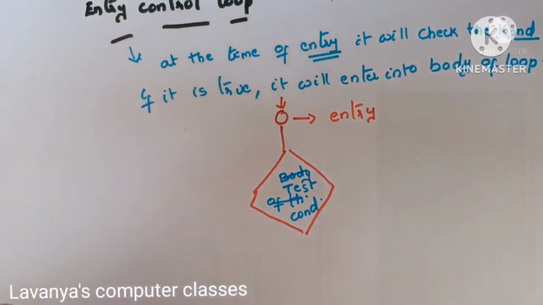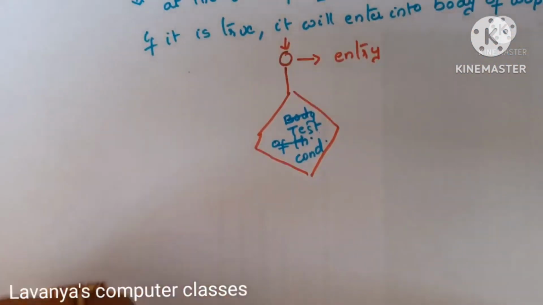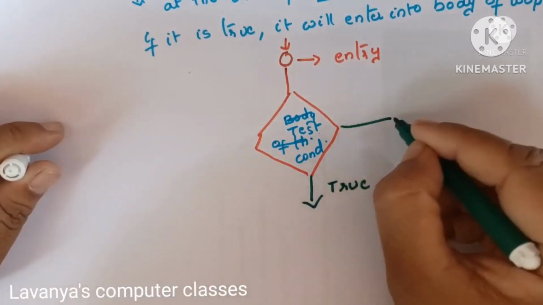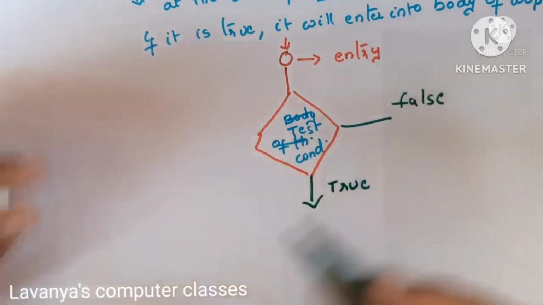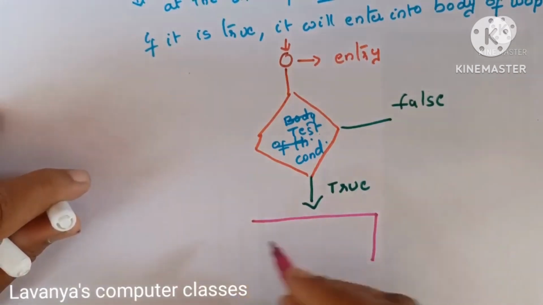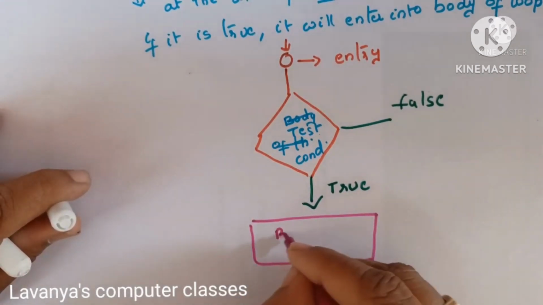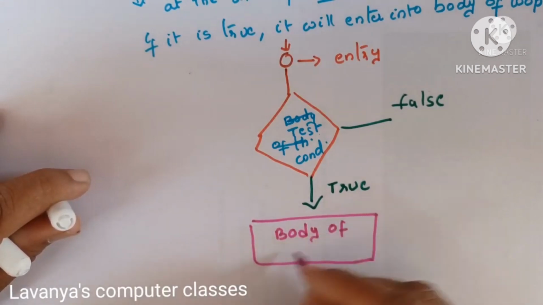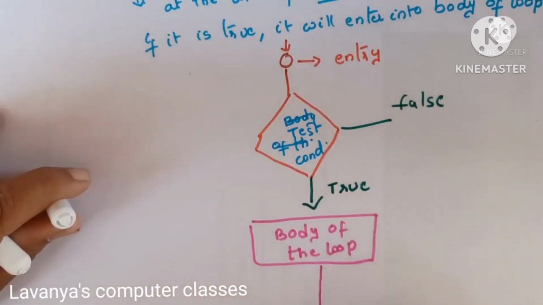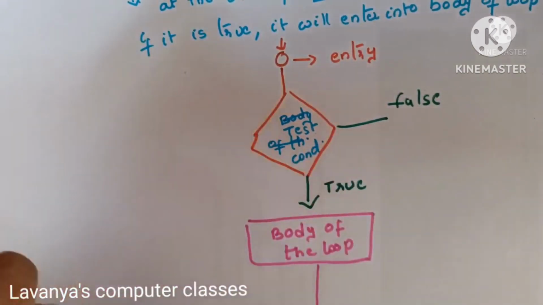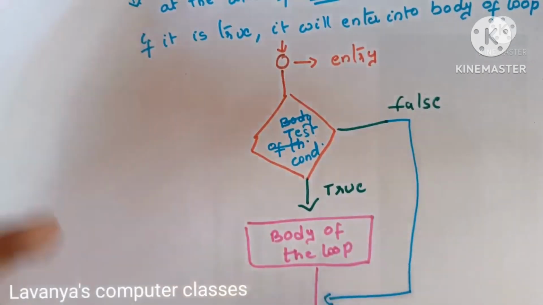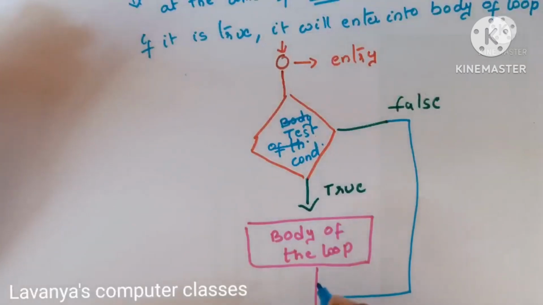Depending upon the condition, it may be true or false. If it is true, then it enters into the body of the loop. Then go to the next statement, increment. If it is false, it does not enter into the loop at all. It directly goes to the next statements after the loop.